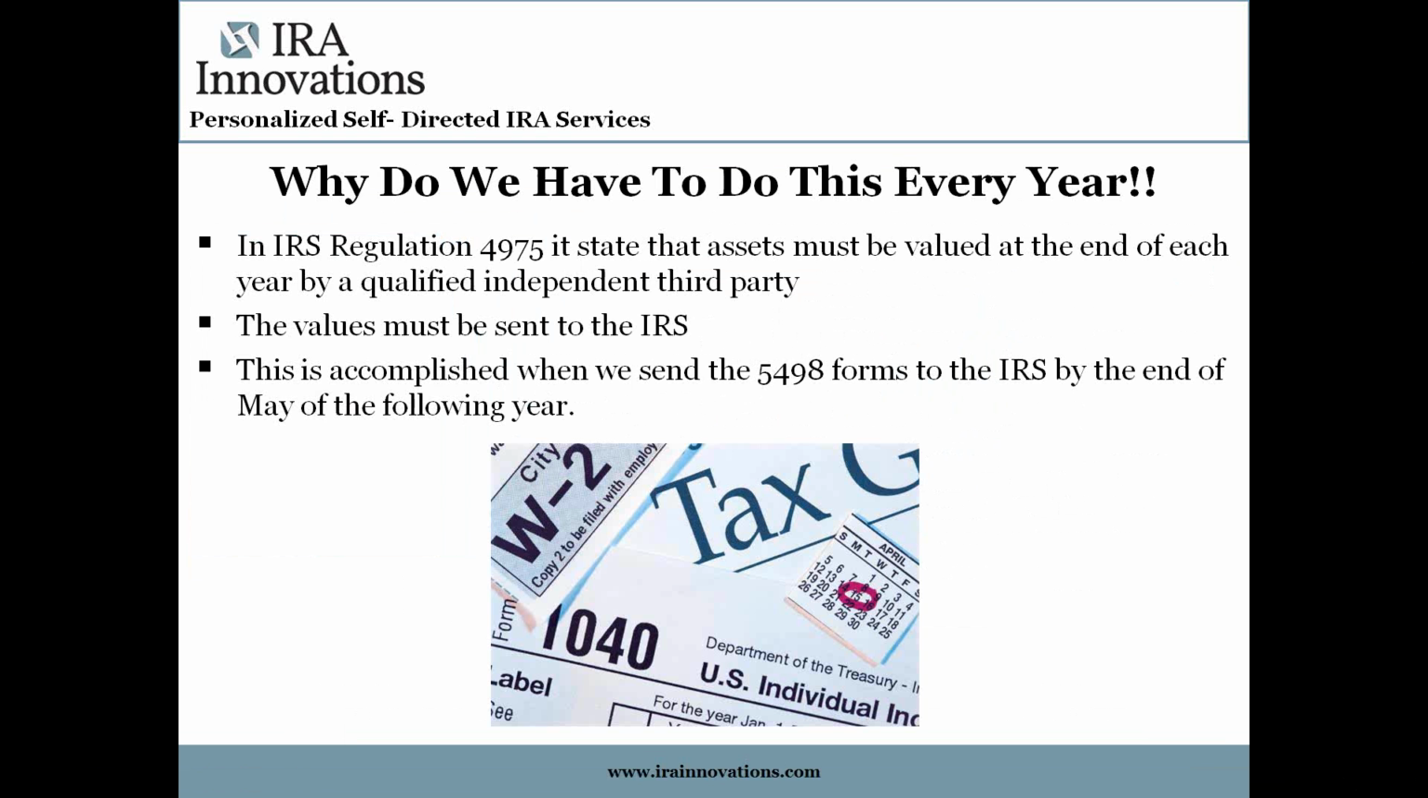Now, why is that? Well, one reason is that for people that have reached 70 and a half and are at the point where they have to take required minimum distributions, there has to be a value associated with each of the assets to know what that required minimum distribution is. So that's part of it.